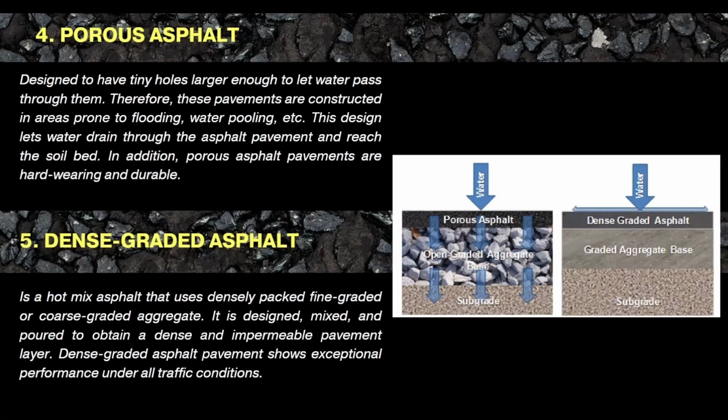Fifth, and the last one, we have the dense graded asphalt. It is a hot mix asphalt that uses densely packed, fine graded, or coarse graded aggregate. It is designed, mixed, and poured to obtain a dense and impermeable pavement layer. Dense graded asphalt pavements show exceptional performance under all traffic conditions.